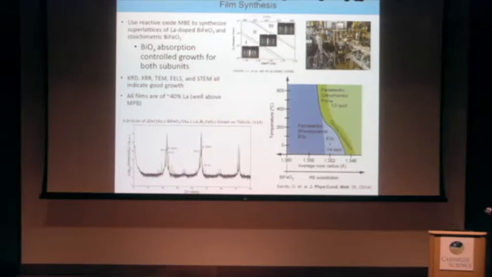We've grown a bunch of these. MBE is very nice for this because we can grow the bismuth ferrite in an absorption-controlled regime where the thickness is controlled by only one flux, instead of having to balance fluxes to get correct stoichiometry. In this case, we can grow absorption-controlled both bismuth ferrite and 40 to 70% lanthanum-doped bismuth ferrite. So this is well into the regime where we're not anywhere close to the morphotropic phase boundary.